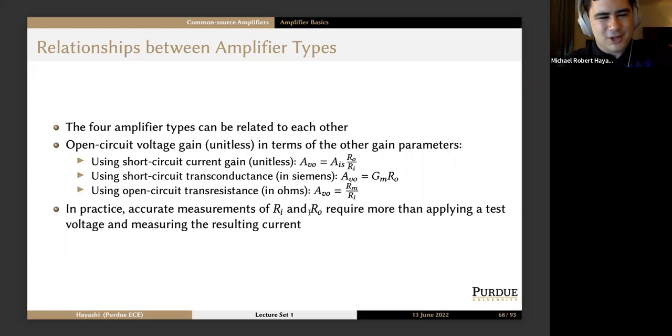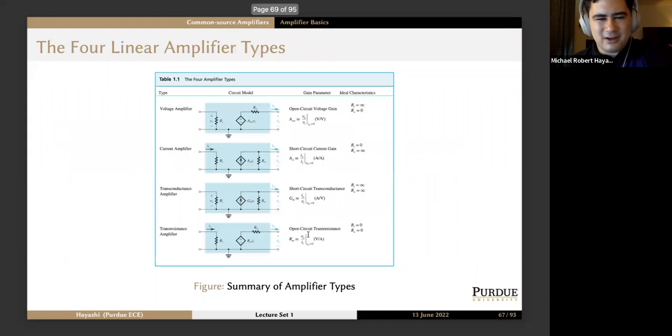In practice, if you were to measure RI and RO, you can't just apply a test voltage and measure the resulting current. You need a little bit more sophisticated equipment if you're going to do this in practice. But the idea is that we can always translate one of these amplifier models into any of the other ones.